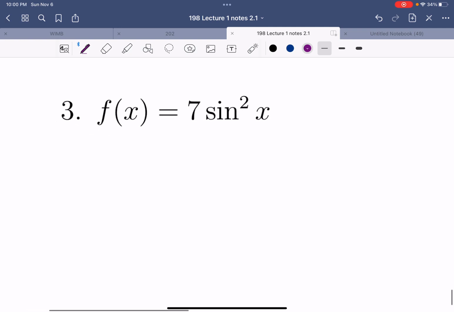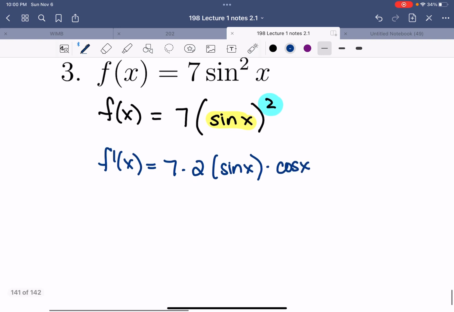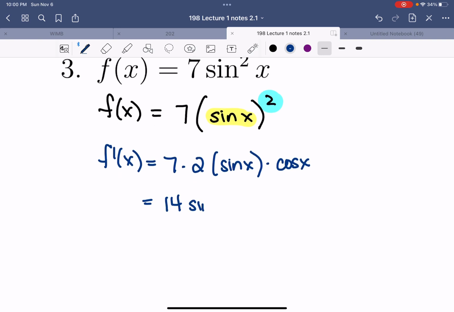All right, next one, 7 times the sine squared x. I'm going to rewrite this one again. We're going to leave the 7, and I'm going to put the 2 on the outside. So this is sine x squared. And that indicates to me that I need chain rule. The sine x is on the inside, the square is on the outside. So when I take my derivative, I leave the 7, bring down my 2, leave the sine of x, decrease the power by 1, multiply by the derivative of the inside, which is cosine x. So this will be 14 sine x cosine x.